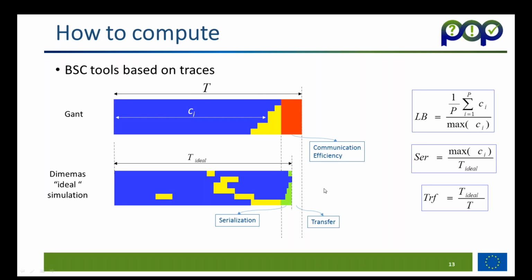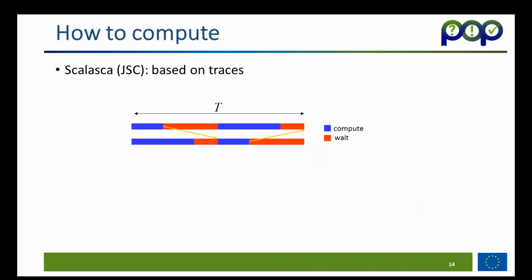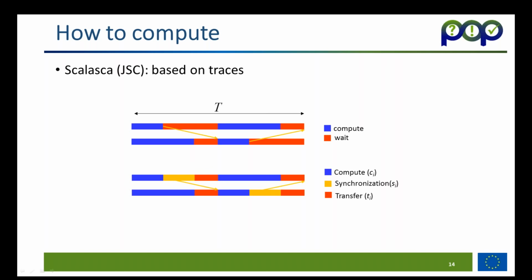I'm not going into the details, but we can really compute these three numbers that talk about the performance of our applications. This is how it's done in the BSC tools. Can it be done in Scalasca? We have been working during the project on how Scalasca, during its replay phase of the traces, can separate parts of the wait times that are due to synchronization and parts of the wait times that are due to transfers. By doing the separation, it's possible to come out with estimates of these factors of serialization and transfer.